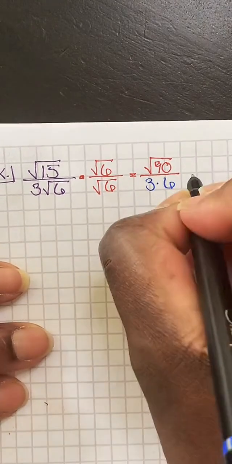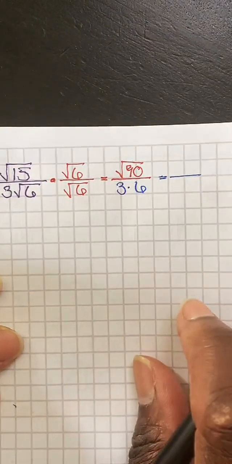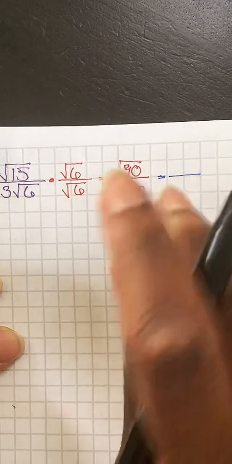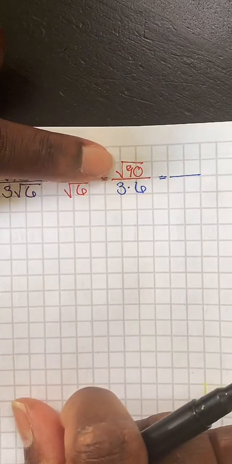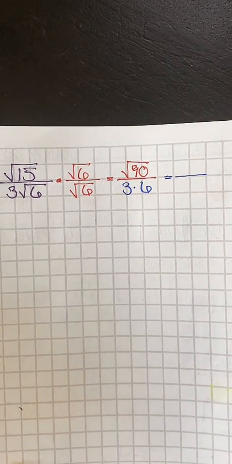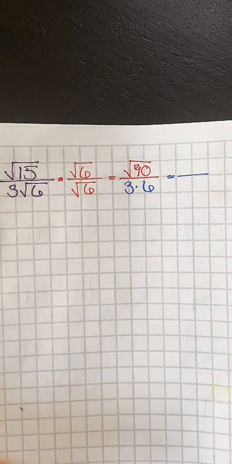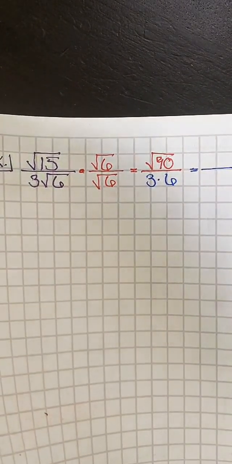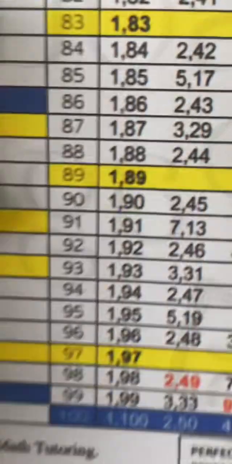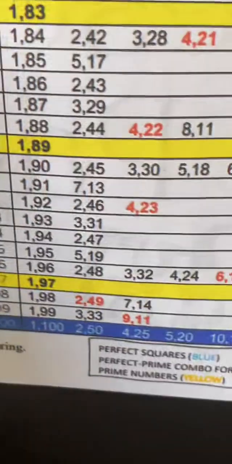So now my denominator, I'm going to have 3 times 6, which could give me 18. But hold on. Let's see what's going on with this square root of 90. So what are some factors of 90? And I would love to get it in that perfect prime combination. So if I kind of look at my handy dandy major zoom, okay, we got our 90.